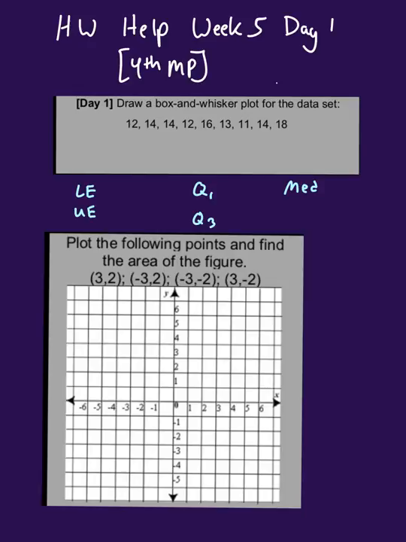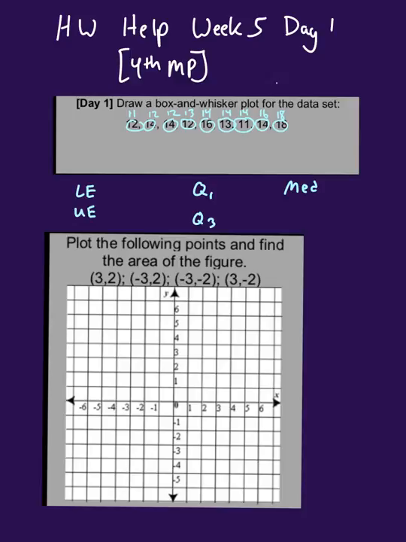So I'm going to start, I see 11, I see 2 12s, there's a 13, 14, 14, 3 14s, 16, and 18. All right.